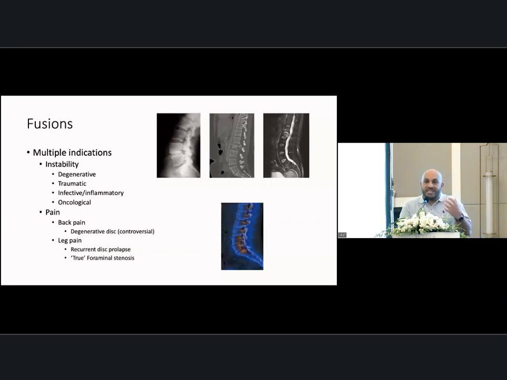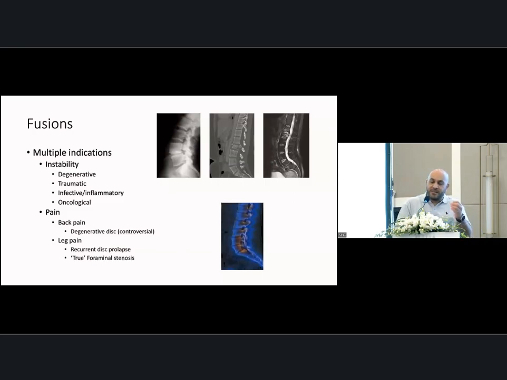So let's talk about fusions. What are the actual reasons to do a fusion? What are the indications to do a fusion? Well, the main indication, of course, is an instability. So if the patient has an instability, and I spoke to you before about flexion extension views to look for an instability. But there are many reasons for instability. So a degenerative reason, a traumatic reason, and Dr. Ewan showed us some of her trauma cases, an infective or inflammatory reason, or tumor, cancer, oncological reason, which I showed you a little bit before. So that's one reason to operate.